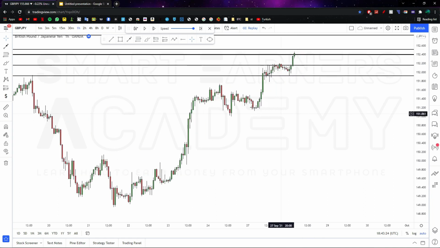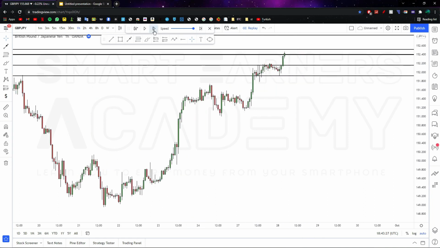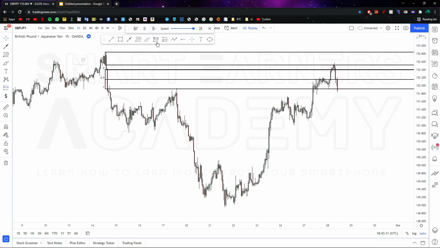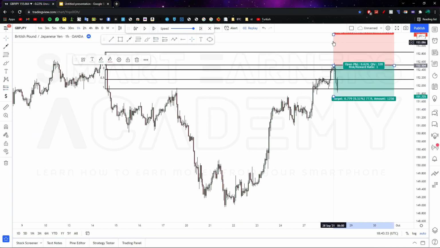So now what do we expect? We expect the price to tap into our order block right after. We've tapped in, and there we go. That's our refined entry. Extra confluence, refined entry.